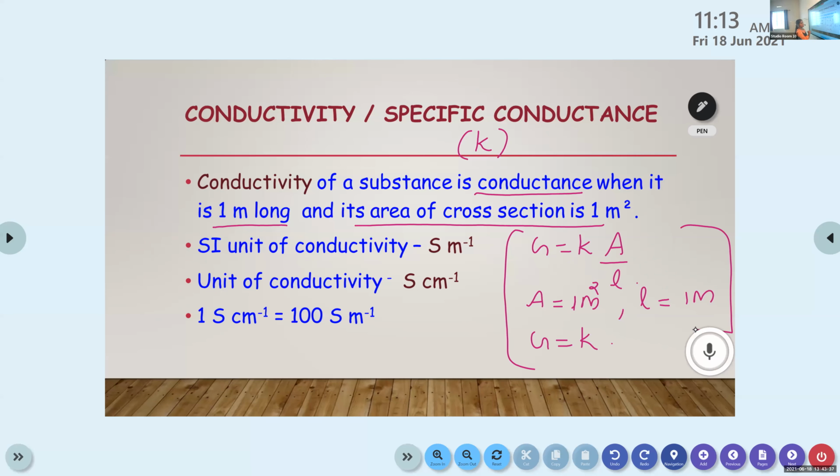Then the SI unit of conductivity. We have learned the SI unit of resistivity as ohm meter. Here it is Siemens meter inverse, because the unit of conductance is Siemens. Another unit of conductivity is Siemens centimeter inverse. In SI units, you should write meter; in other units, you can also write centimeter inverse. And 1 Siemens centimeter inverse is equal to 100 Siemens meter inverse.